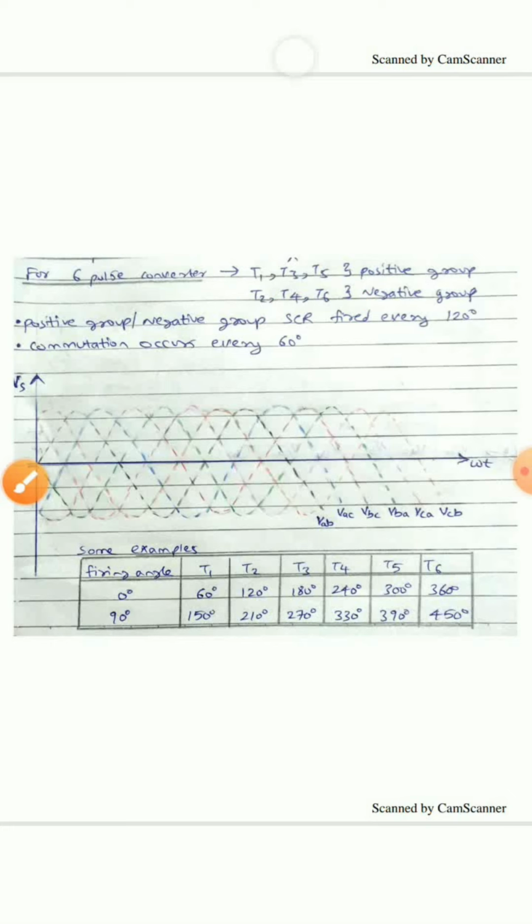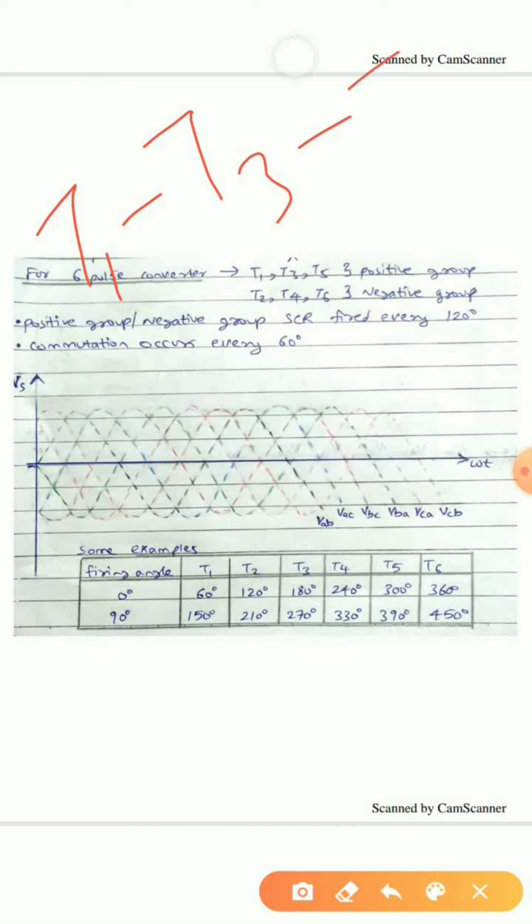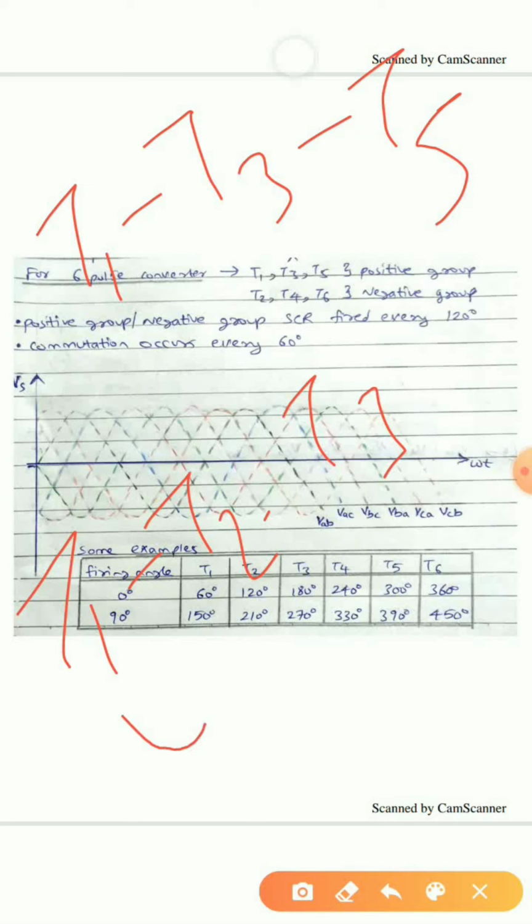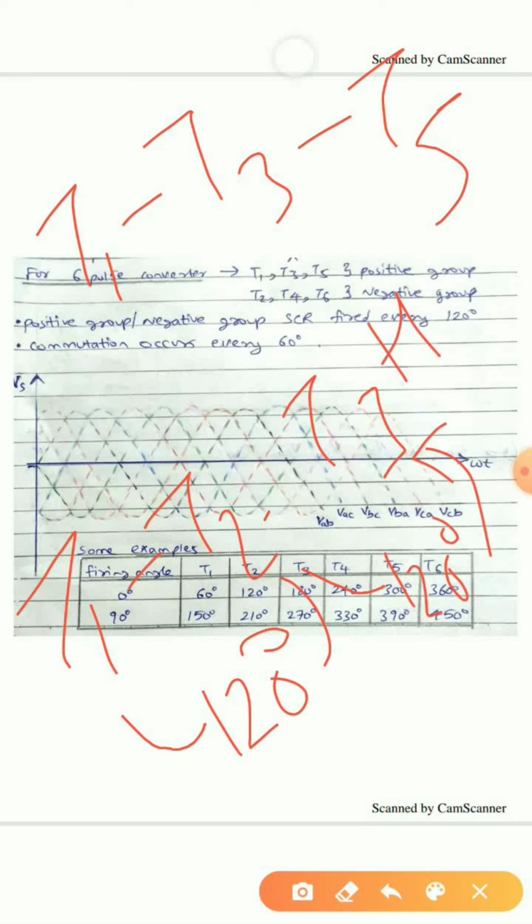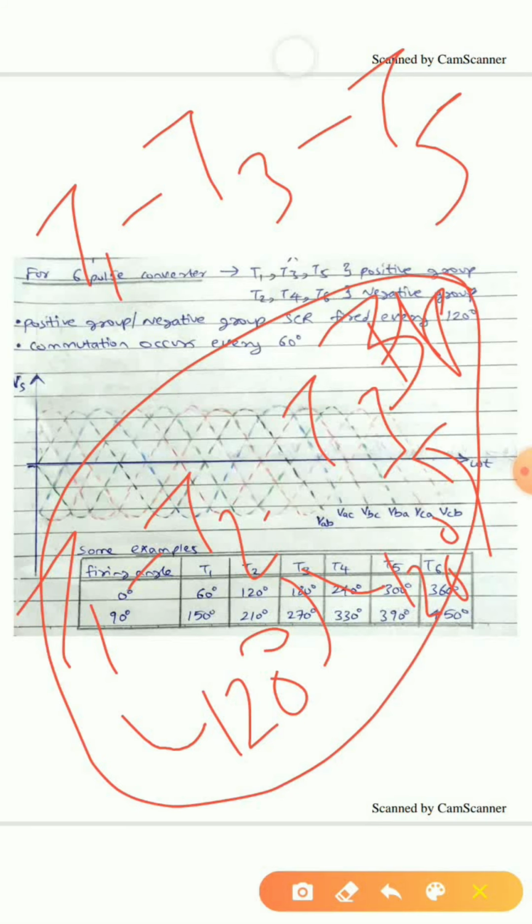Now, one more thing that we have to keep in mind here is, if I am talking about the positive group, in the previous example we had three thyristors T1, T2, T3. After T1 was turned on, after 120 degree T2 will turn on. After T2 is turned on, after 120 degree T3 will turn on. This was the case for 3 pulse converters. Now I am talking about 6 pulse converters.